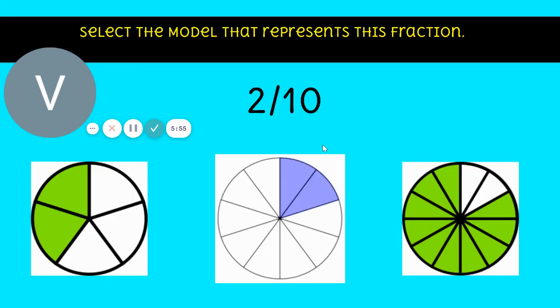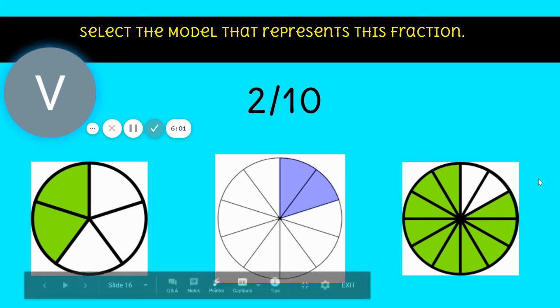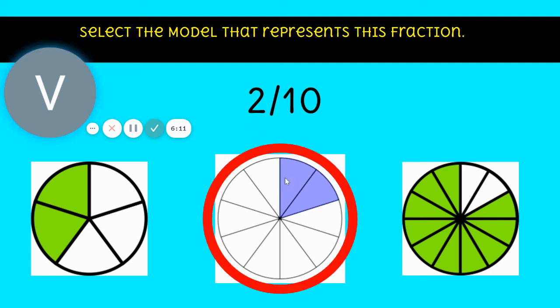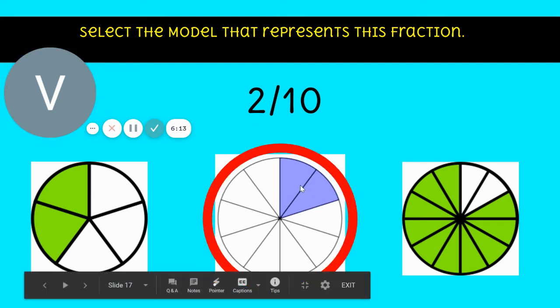So select the model that represents this fraction. Here's our next example. Remember, the 10 signifies how many pieces there are. 2 shows how many are colored in. So we have the one in the middle. There are 10 pieces and only 2 are shaded in.